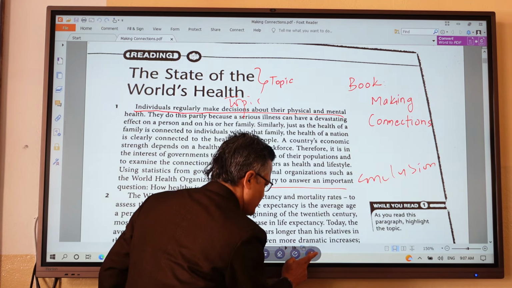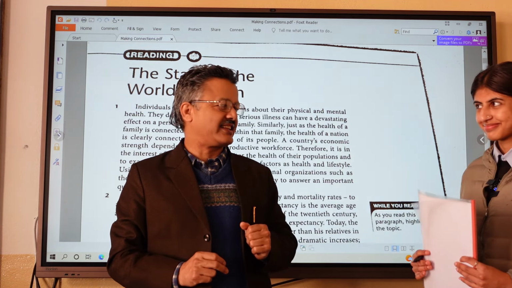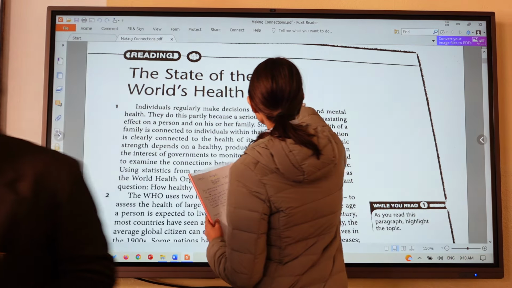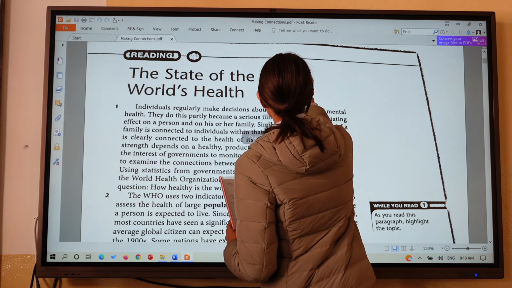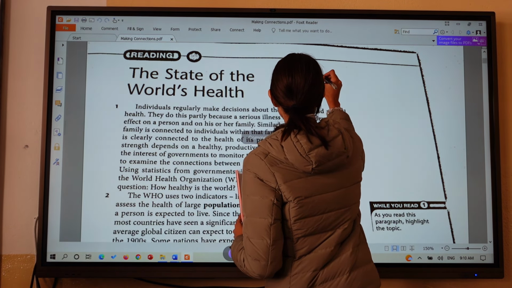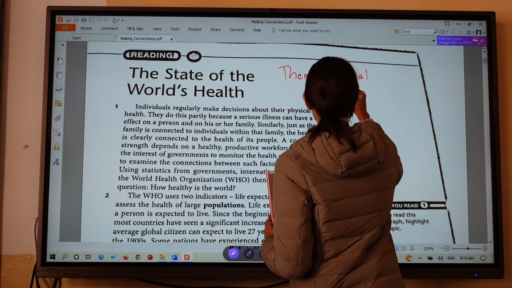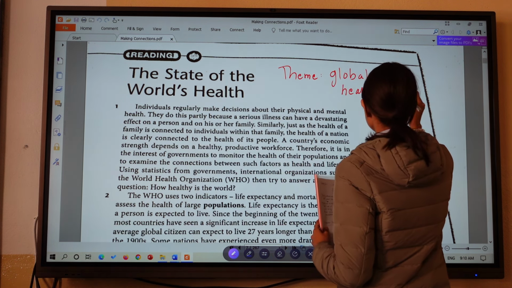So let's listen to this smart child, Miss Aditi Nirupani. She'll explain better than the teacher. Go on. So the theme of this text is global health and lifestyle choices.